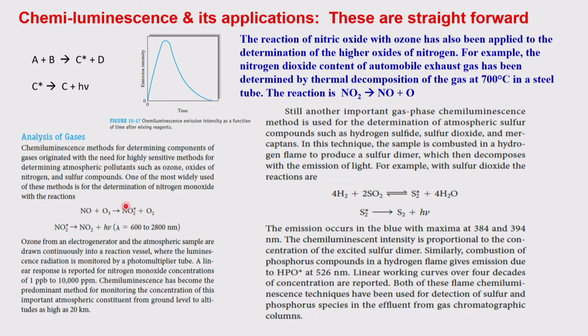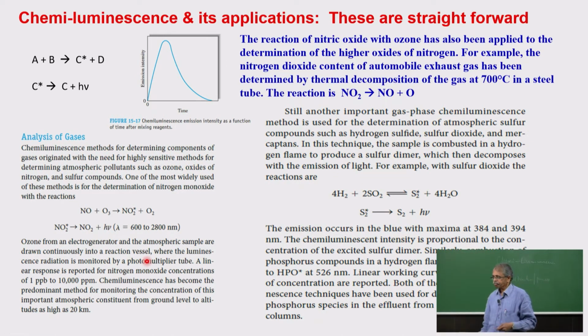Then you have NO2, but NO2 in the excited state will come. This excited state NO2 will relax back to the ground state NO2, and that gives the emission. This emission is measured: the extent of this emission, that is, the luminescence intensity, is measured here. You can also measure NO2 directly. Here NO2 goes to NO. NO2 you can initially break down to NO plus O by heating it at a high temperature, thermal decomposition, and then this NO can go through this kind of reaction again.